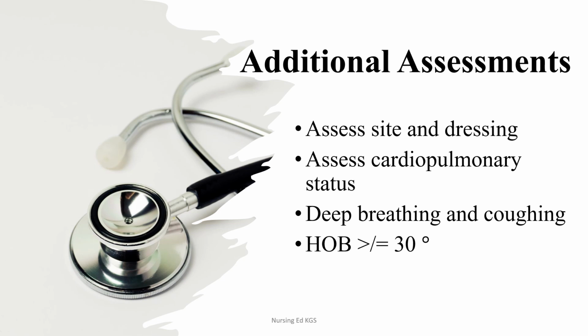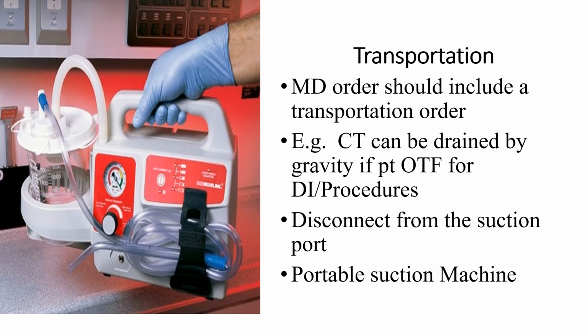A semi-Fowler's position, or head of the bed at least 30 degrees, is also recommended because it promotes easier breathing. If you have a patient who will be off the floor and they also have a chest tube, you will ensure that if the chest tube with suction is ordered, there is also an order that will state chest tube to be drained by gravity if the patient is off the unit for procedures. To transfer a patient with a chest tube that can be drained by gravity, you will simply disconnect the tube from the suction port.